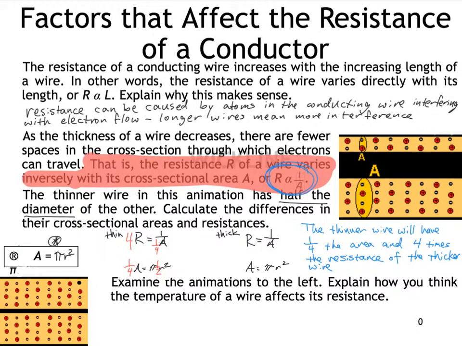All right, so these animations down here will not be able to work in this presentation, but I can show you in class. Basically, one of them is higher temperature than the other, meaning that the particles are vibrating much faster and they're providing more resistance. So the more vibration of the atoms in the wire, the more interference there will be with the flow of electrons, which would mean more resistance. So hotter wires have more resistance.